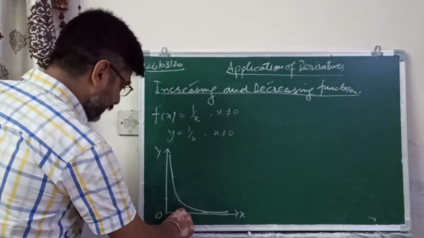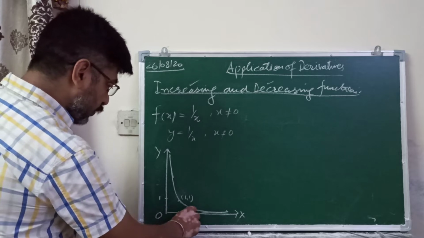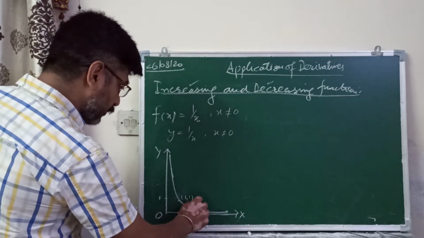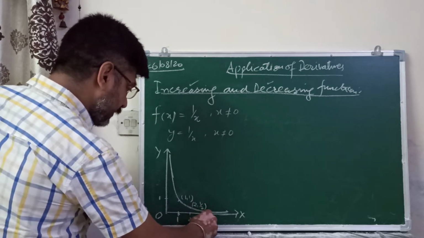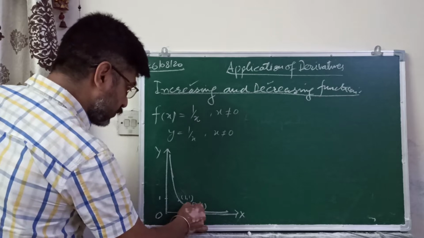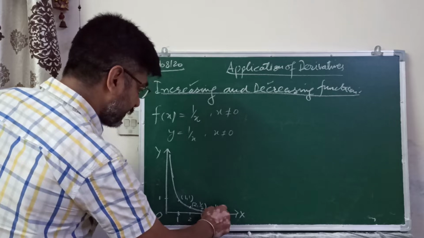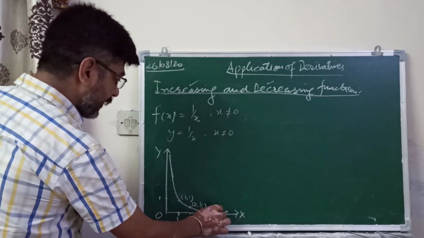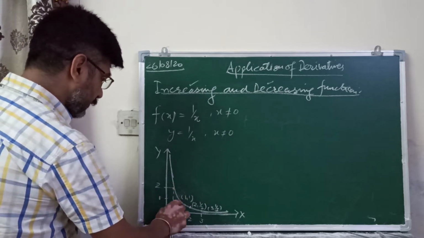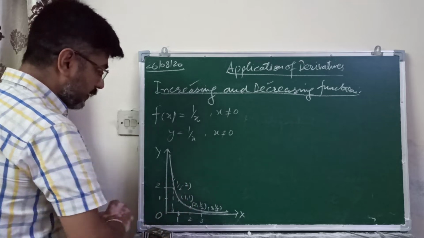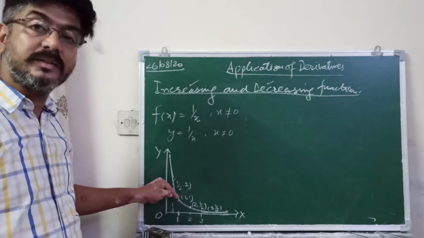This is the point (1, 1). If you take x equal to 2, then y will be 1 by 2. At x equal to 3, y is 1 by 3. If you take x equal to half, y will be 2. Now such a graph in which x increases but y decreases.